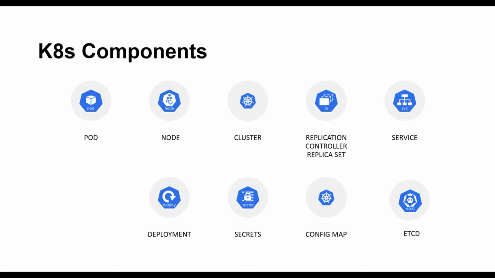So these are the Kubernetes components: pod, node, cluster, replication controller and replica set, service, deployment, secrets, ConfigMap and so on. Okay, so these are the Kubernetes components. I will explain each and every component. Let's begin with what is pod and node.